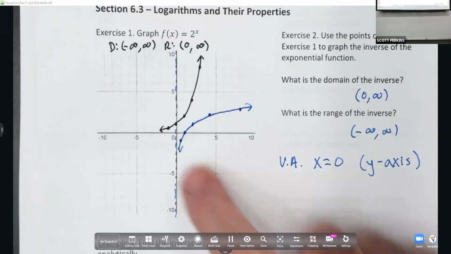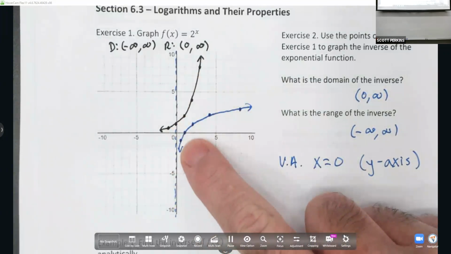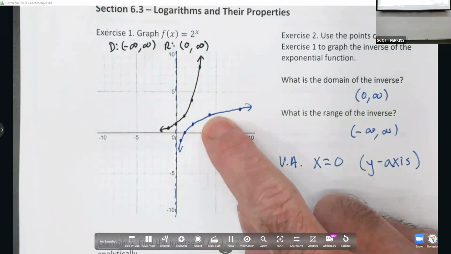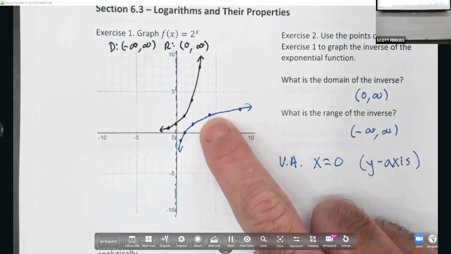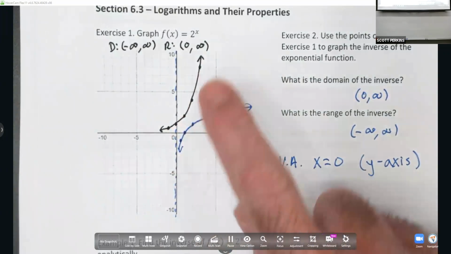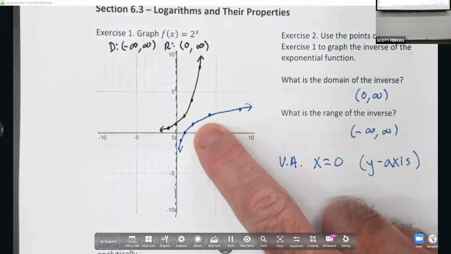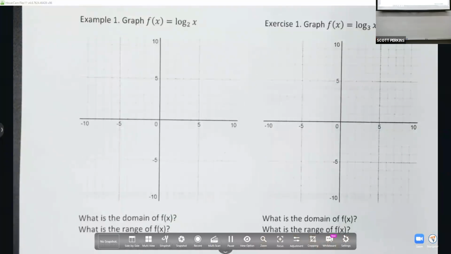And so here on my work, this is what it looked like. We graphed 2 to the x power, and then we flip-flopped all the x and y values, and we came up with this. But that was before we knew that the inverse of the exponential was called the logarithm. So now I want to be able to skip this step of graphing the exponential. I want to go directly to graphing the logarithm, or the inverse function. And that's what we're going to talk about here at the beginning of section 6.4.